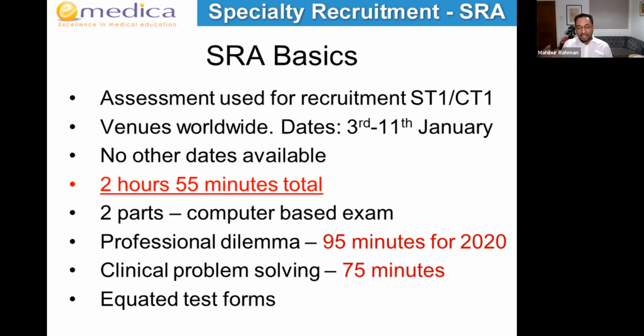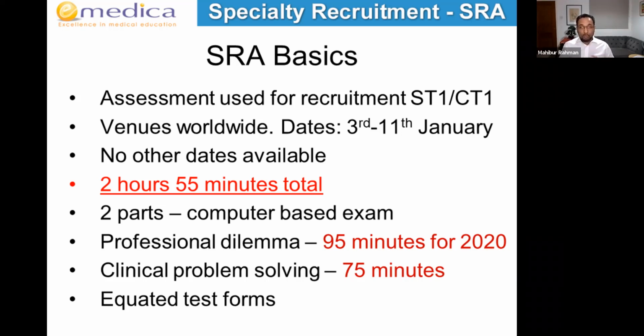So from the 3rd to the 11th, you can pick which date. The only date you can't pick is that there are some Sundays within that window. The exam centers are not open on Sundays, but otherwise you can pick where you sit it. Outside of this window, there are no dates for this round, okay? The whole thing lasts 2 hours and 55 minutes, and there's 2 parts. It's not a pencil and paper exam, it's a computer-based exam.